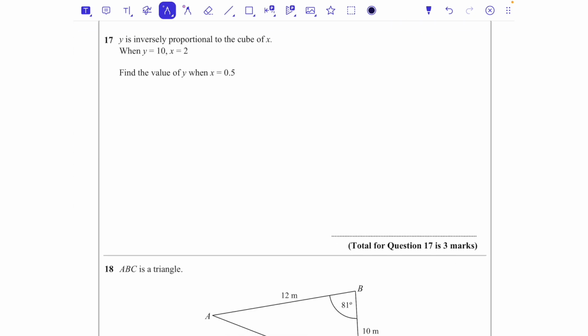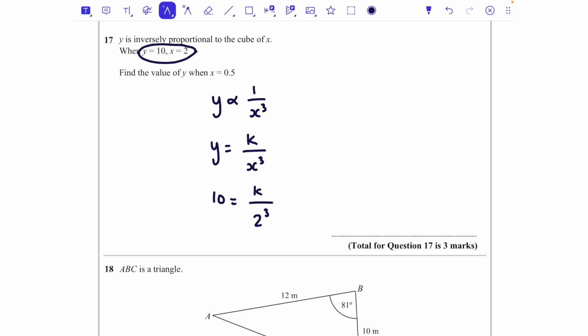Question number 17. Y is inversely proportional to the cube of x. So that's going on the bottom of a fraction. We can't solve equations with a proportional sign in them, so we change it to an equals and a k. So there is some value connecting these two things, and then we substitute in the values. So 10 is k over 2 cubed. They're always going to give you a pair, so you can work out what k is. So 10 equals k divided by 8. Multiplying both sides by 8, I find out that k is 80. So if k is 80, we're going to pop that back in there. y is 80 divided by x cubed.